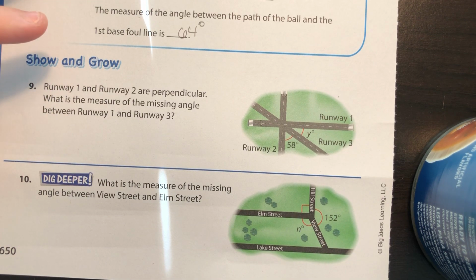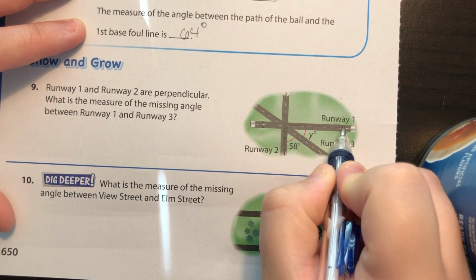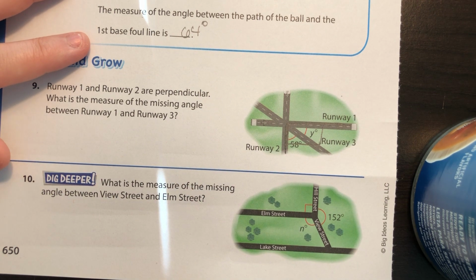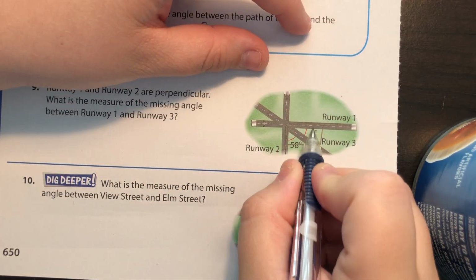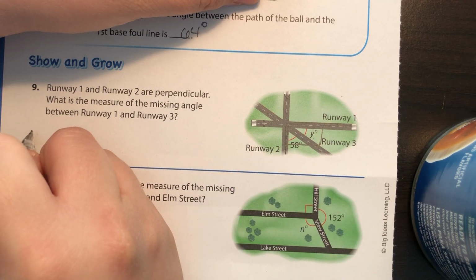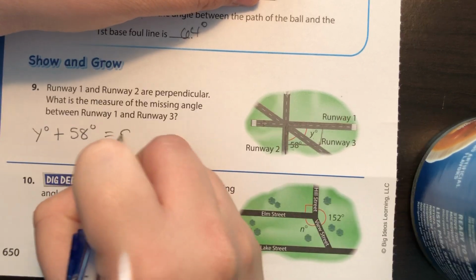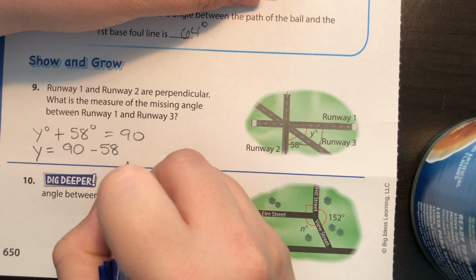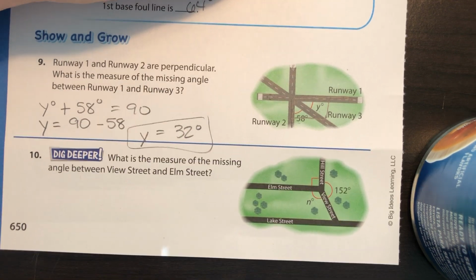Runway number 1 and runway number 2 are perpendicular. That means they form together a 90-degree angle. What is the measure of the missing angle between runway 1 and 3? So that means y. How much is y right here? Well, kind of like what I did right here, only now they're using y. Not a big deal. So y plus 58 degrees, which I know, has to equal 90. So I do y equals 90 minus 58, which would tell me that y equals 32 degrees. Not bad, complementary angles to each other.